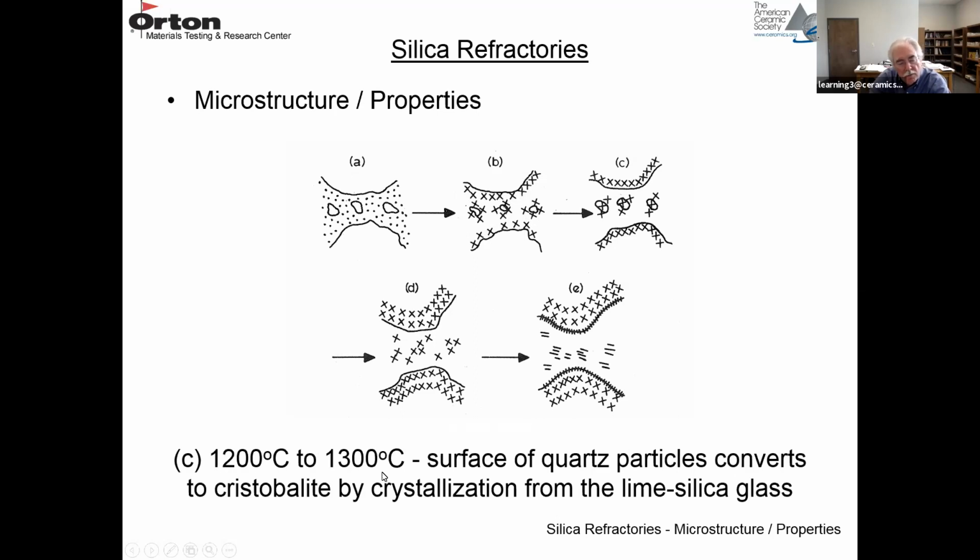Then at C, as the temperature is raised, 1200 to 1300 degrees C, the surface of these quartz particles is now starting to convert to cristobalite, because you're recrystallizing the cristobalite from the lime silica glass. So you're starting to form some cristobalite.